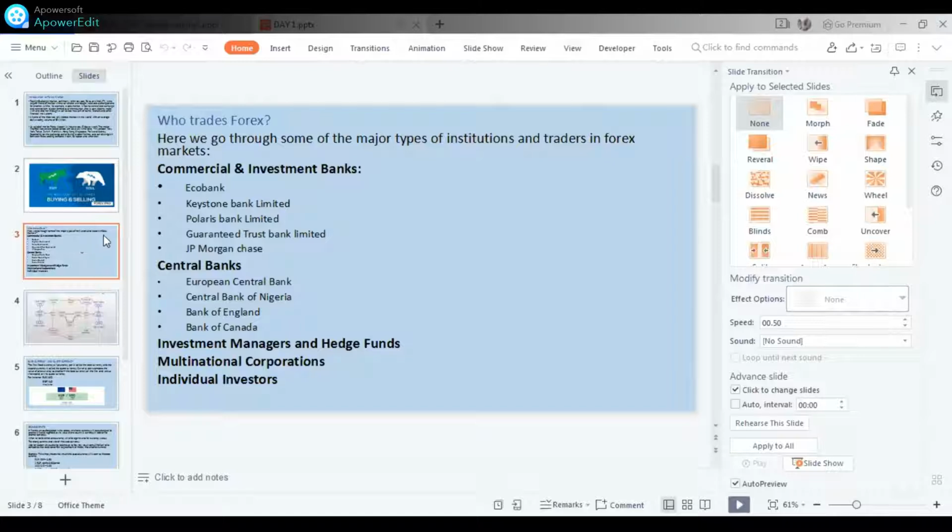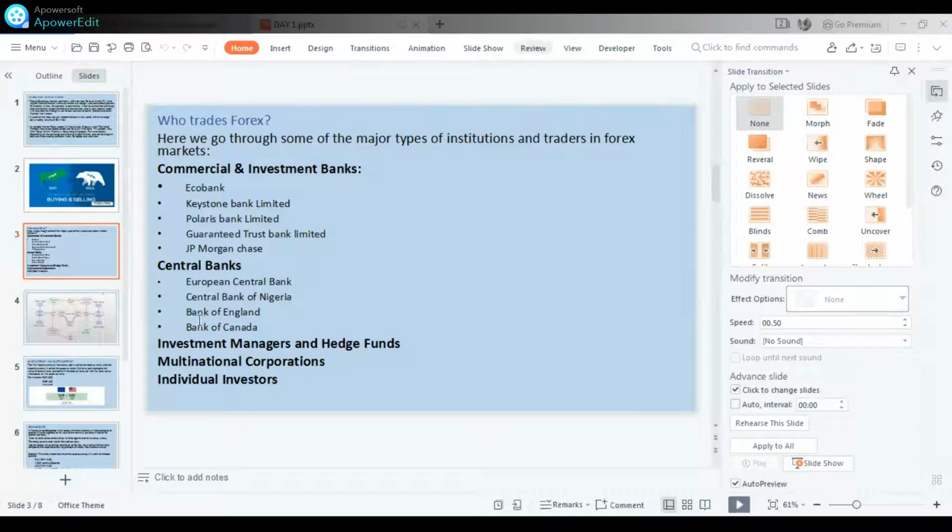Now, who trades Forex truly? The central banks, the commercial banks, investment banks. Then we have Polaris Bank. Oh, I'm sorry, you have Guarantee Trust Bank. Then you have JP Morgan. Now, central banks are the European Central Bank, Central Bank of Nigeria, Bank of England, Bank of Canada. The subordinate banks are Ecobank, Keystone Bank, Guarantee Trust Bank, Zenith, and so on and so forth. All these bodies successfully trade Forex.